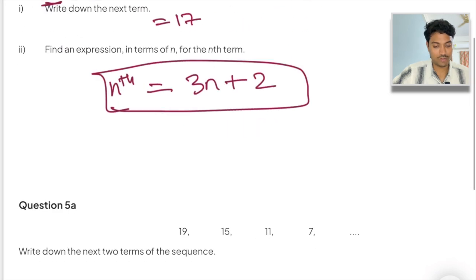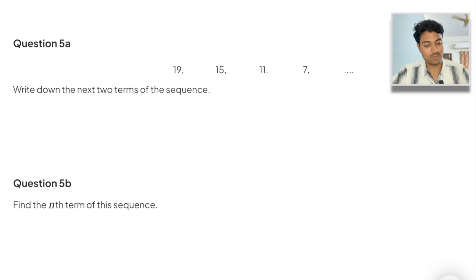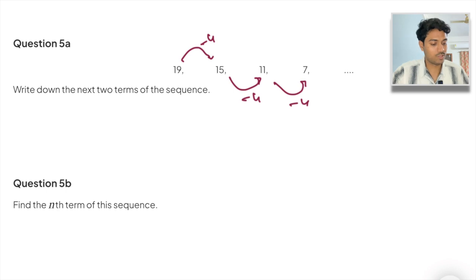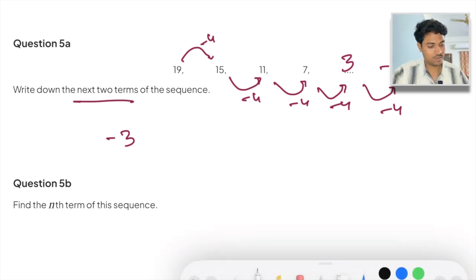Let's move on to question number 5 now. 19 to 15, so it's a decreasing sequence, that's -4, -4, -4. They're telling us this time to find 2 terms of the sequence, so that is going to be 3, and then again -4, so that's going to be -1. Sorry, so it's 3 and -1.